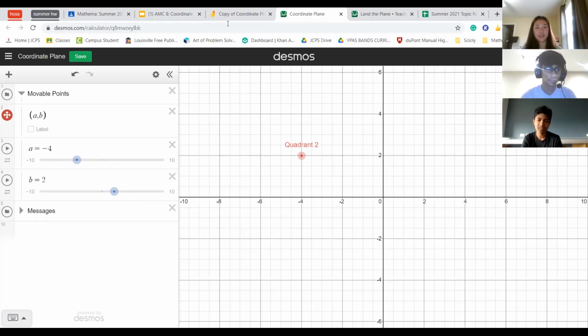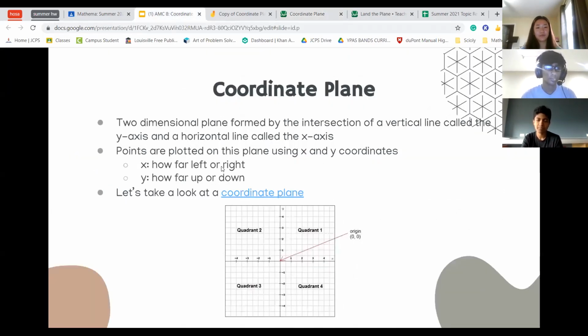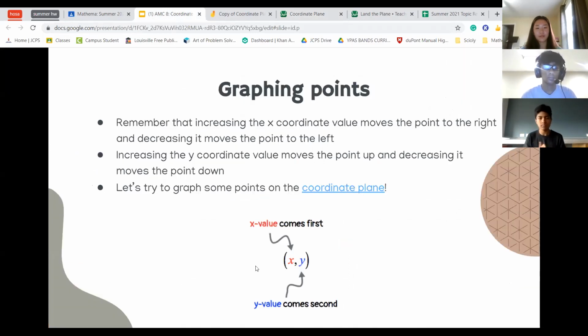So let's go back to our presentation. Okay, so remember that increasing the x-coordinate value moves the point to the right, and decreasing it moves the point to the left. So we just saw that on the Desmos thing we just did. And increasing the y-coordinate value moves the point up, and decreasing it moves the point down. So I think we all got that.